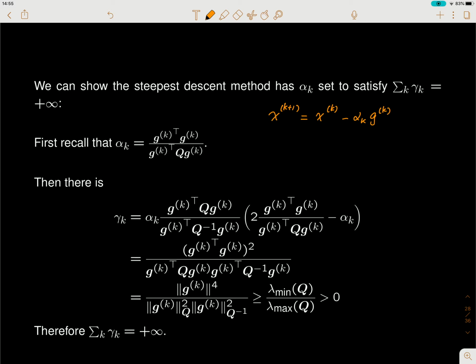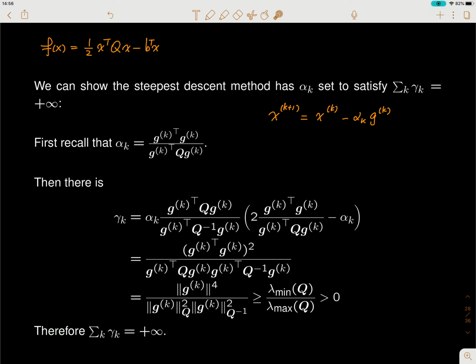Okay, so we focus on the case where the function f to be minimized is a quadratic function. That means my f of x is 1/2 x transpose Qx minus b transpose x. Q is a positive definite matrix, b is a vector, and our goal is to minimize this function f. The steepest descent method iterates in the following way, where the step size alpha k is determined by this formula, where gk is the gradient of f at xk.